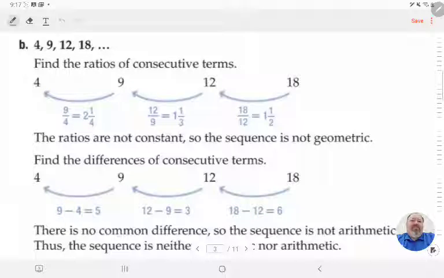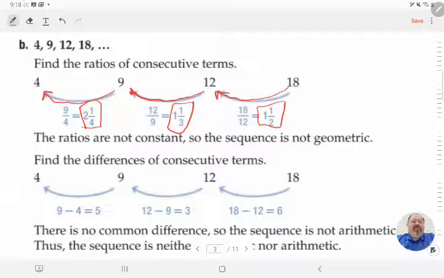So here we have 4, 9, 12, 18. So the first thing we want to do is, again, do our ratios and see if we are consistent. So 9 over 4 would give me 2 1/4. 12 over 9 would give me 1 1/3. And 18 over 12 would give me 1 1/2. So the ratios are not constant. So that means that the sequence is not geometric.